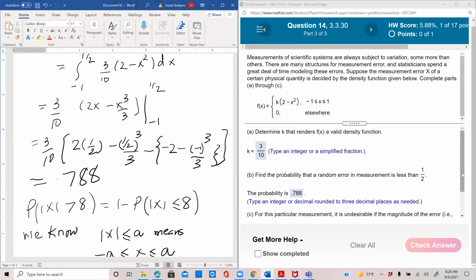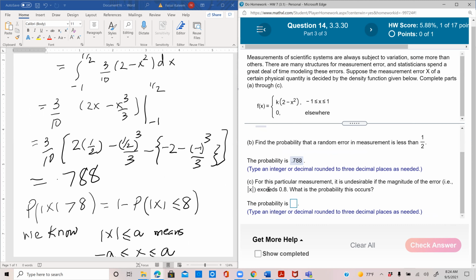And now the somewhat new part. For this particular experiment, it's undesirable that the magnitude of the error, that is absolute x, exceeds 0.8. What's the probability that this occurs? So we want the probability absolute x is greater than, not 8, but 0.8.